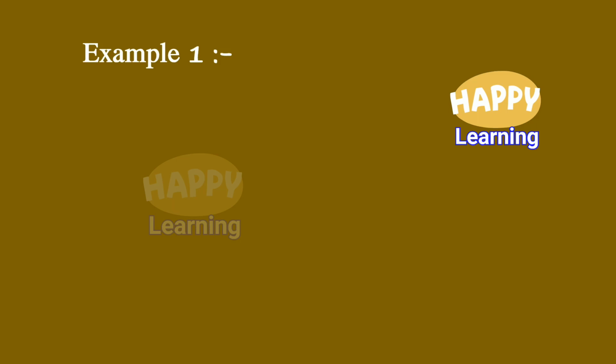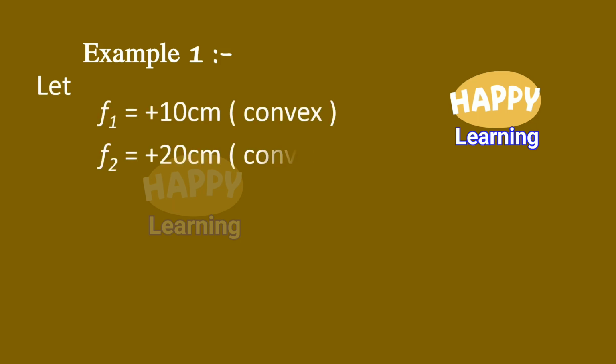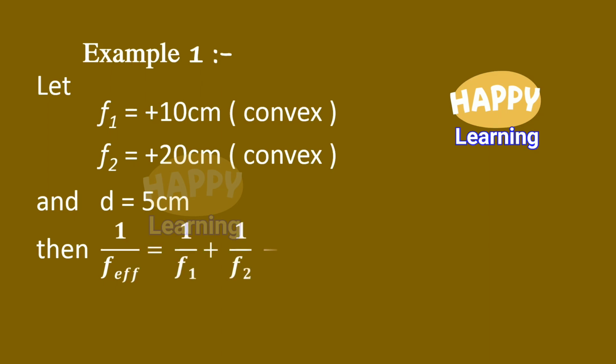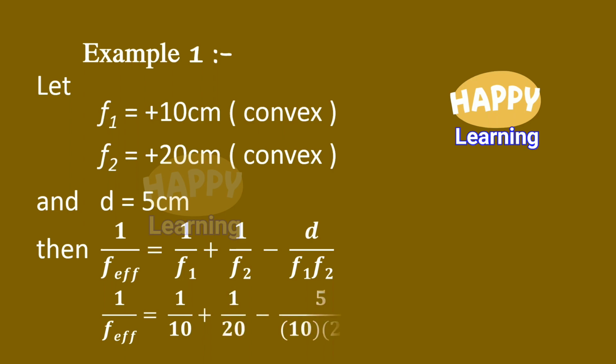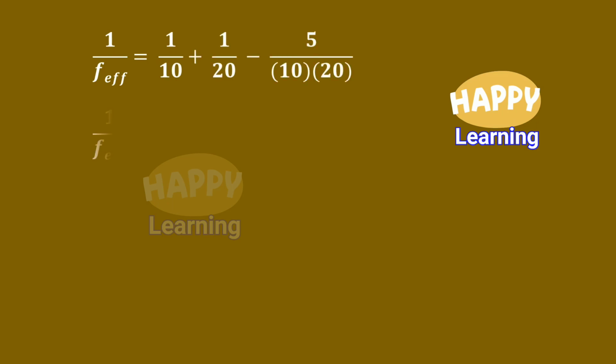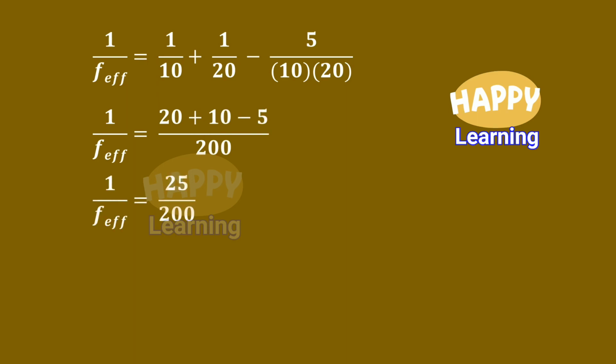Let us solve with an example. f1 equals plus 10 centimeter, f2 equals plus 20 centimeter and d equals 5 centimeter. Then substituting the values in the formula and after simplification we get effective focal length equals plus 8 centimeter.